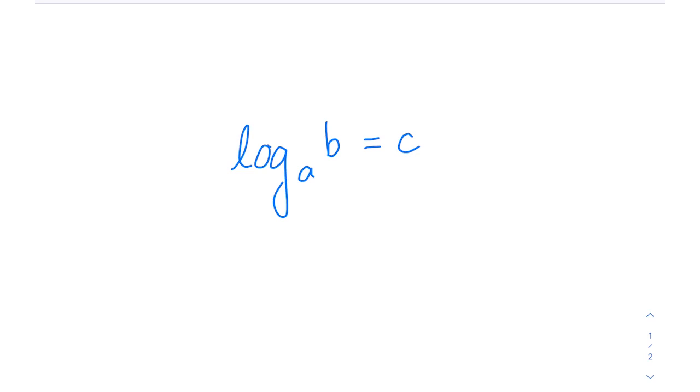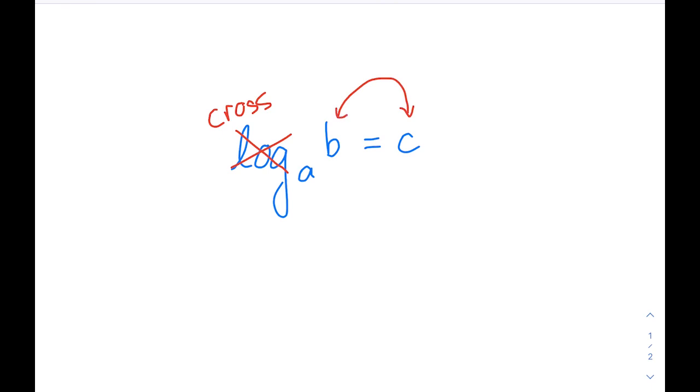So when you read it, really make an effort to read it correctly, which would be log base A of B equals C. So here, to convert into your exponent form, the trick is you're going to cancel out your log, or cross out your log. So we're going to cross that out. And then we're going to switch our B and our C. And I call this, as if it's like a maneuver, the cross switch.